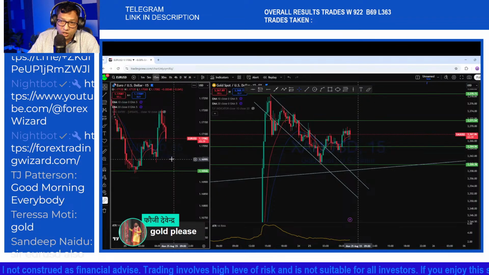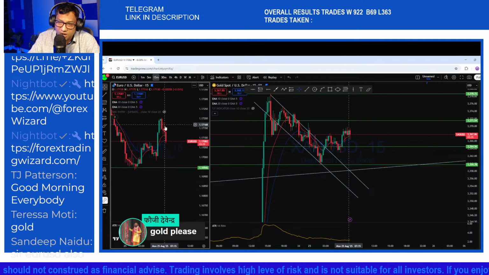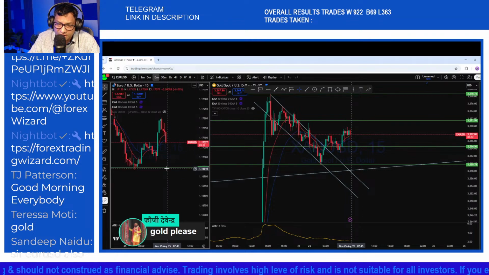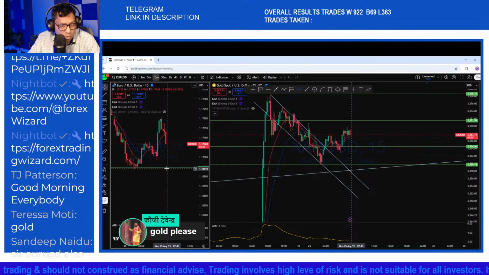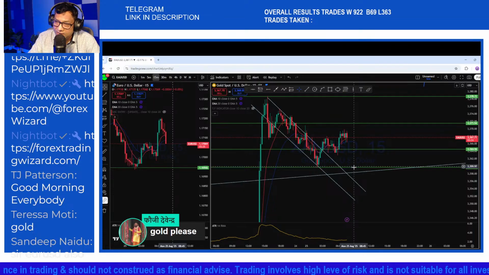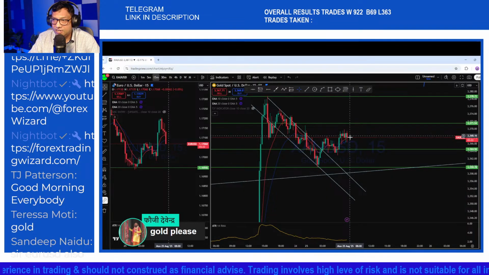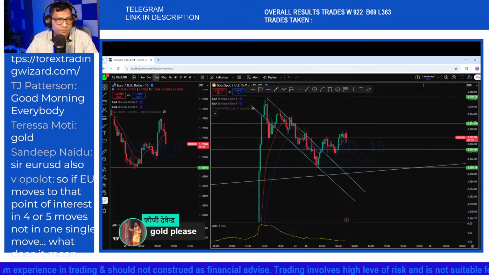We will be looking for euro dollar entry only if this market moves directly to that level without any pullback. But here we will be looking in the same way on gold if the market directly hits that support level.